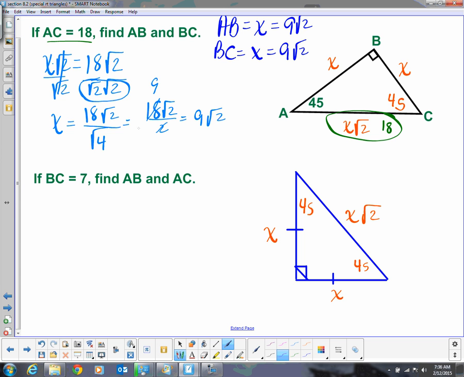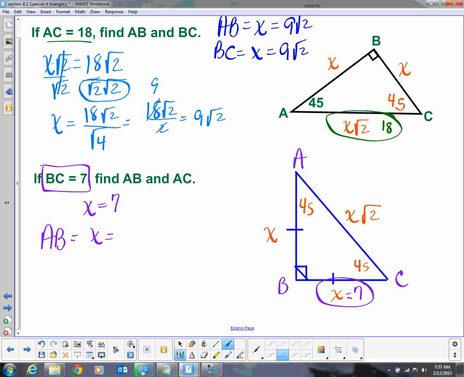All right. Where do we put this 7? Oh, I didn't label my triangle, this is B, this is A. Where do I put my 7? The bottom? So what's my equation? Is there any equation solving to be done? No. So what is AB? It's x, therefore it is. What is AC? It's x square root of 2, therefore it is. I can't make it any harder.